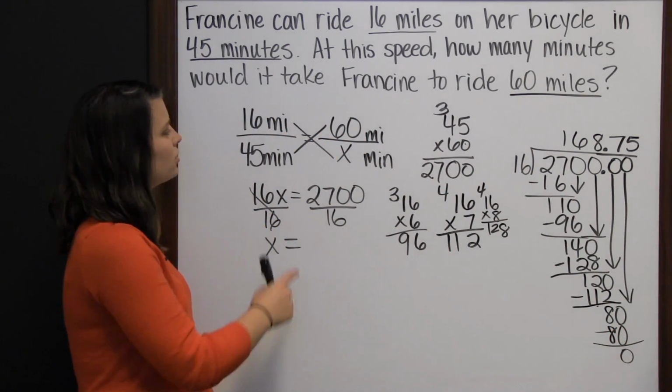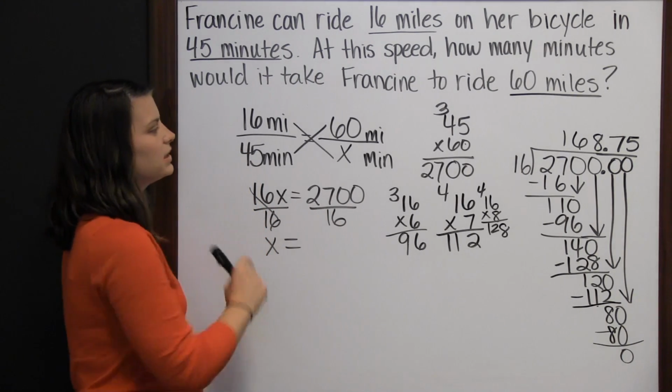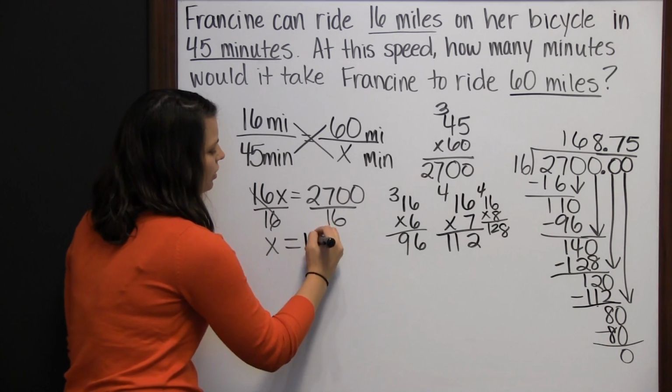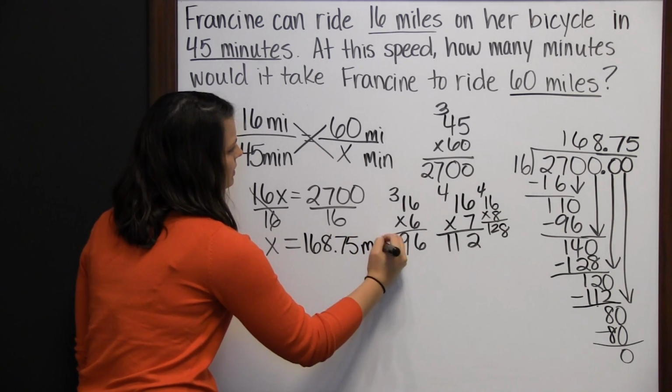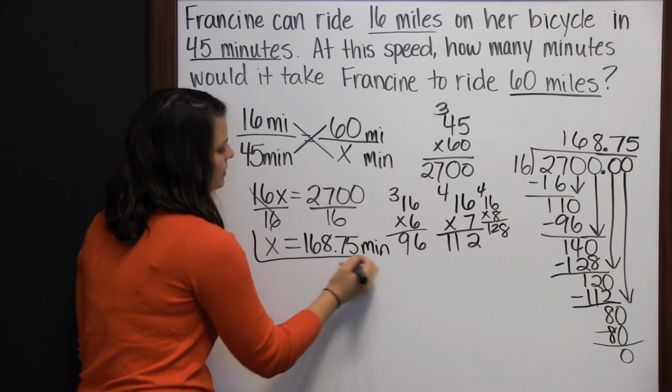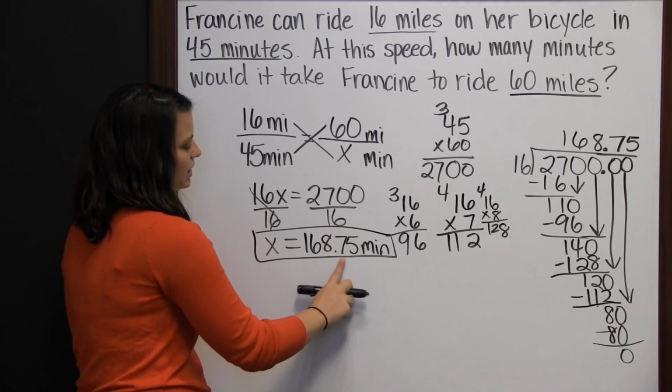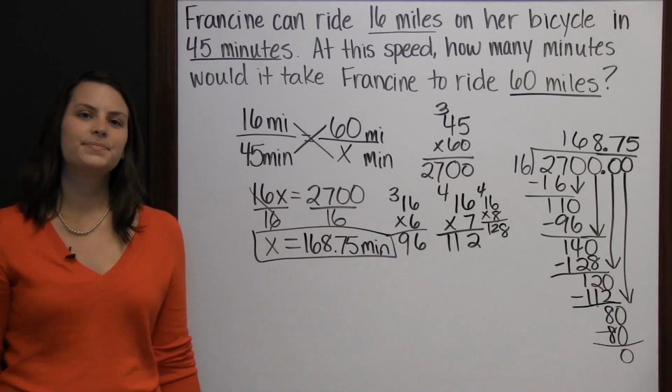So that means if it took her 45 minutes to go 16 miles, it should take her 168 7/75 minutes to go 60 miles. And this is the answer you would grid in.